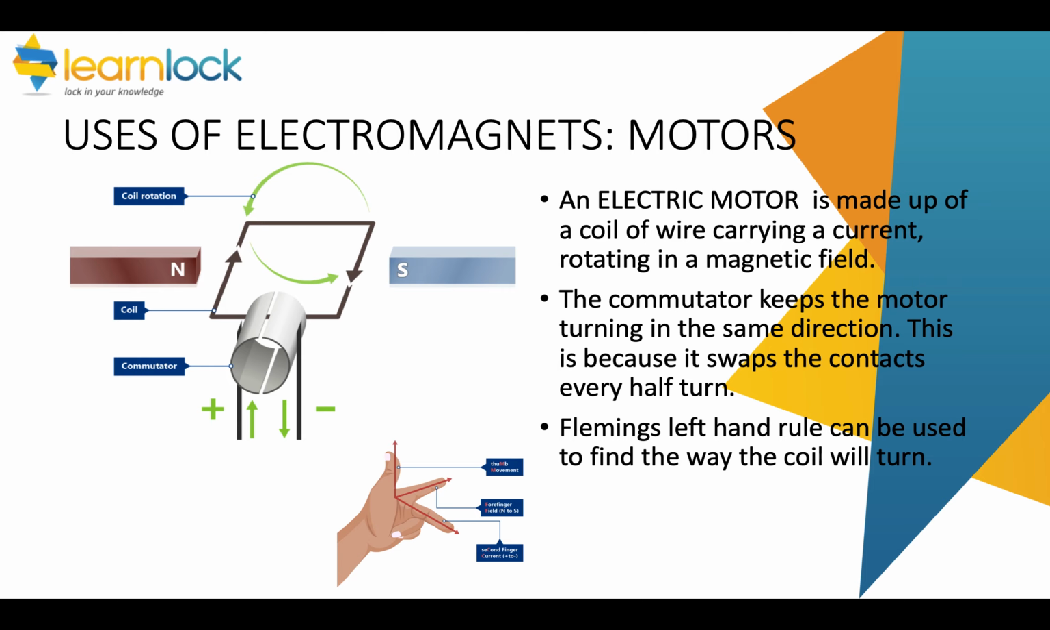Electromagnets are also used in motors. A motor is made up of a coil of wire carrying a current rotating in a magnetic field. There is something called a commutator which keeps the motor turning in the same direction. Fleming's left-hand rule can be used to find the way the coil will turn.